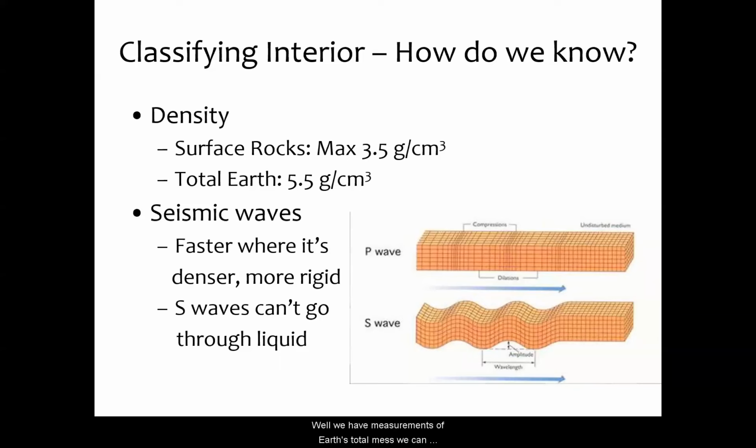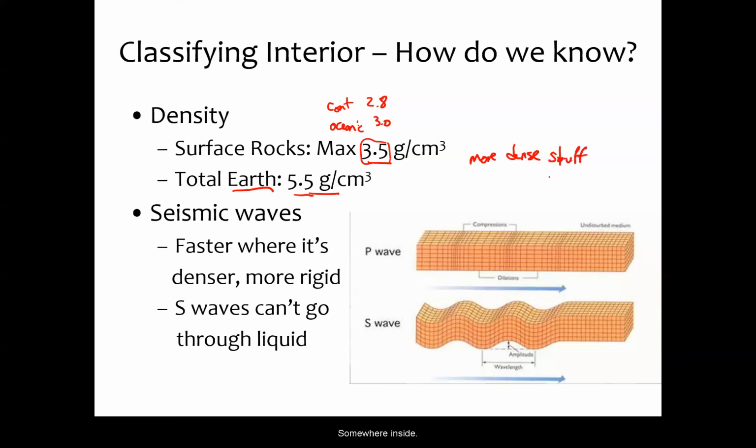Well, we have measurements of Earth's total mass. We can see how it moves through the solar system. And from our understanding of gravity and the way that the other planets move, we've come to understand that Earth's total density is about 5.5 grams per cubic centimeter. But like you saw, we measured those surface rocks, and Earth's continental crust was about 2.8, and oceanic crust was about 3.0. At max, 3.5 grams per cubic centimeter. What does that mean? That means that there's got to be more dense stuff somewhere. Okay, so that's one hint. Somewhere inside.